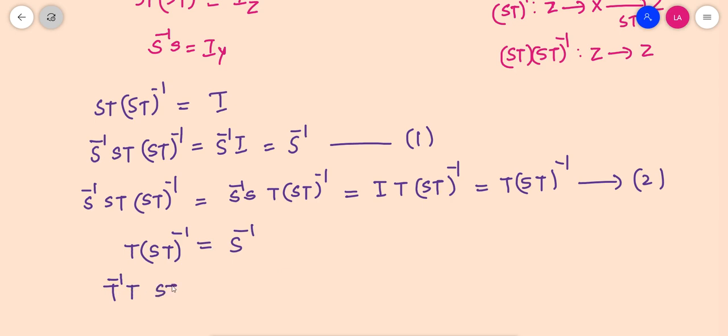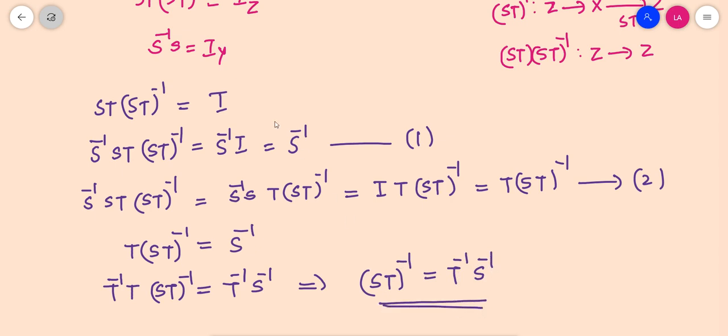T inverse T ST the whole inverse is equal to T inverse S inverse. Which implies T inverse T is actually identity since T inverse exists. So identity composition ST the whole inverse is equal to ST the whole inverse, which implies ST the whole inverse is equal to T inverse S inverse. So we have proved that ST the whole inverse exists and it is equal to T inverse S inverse. So this is the theorem.